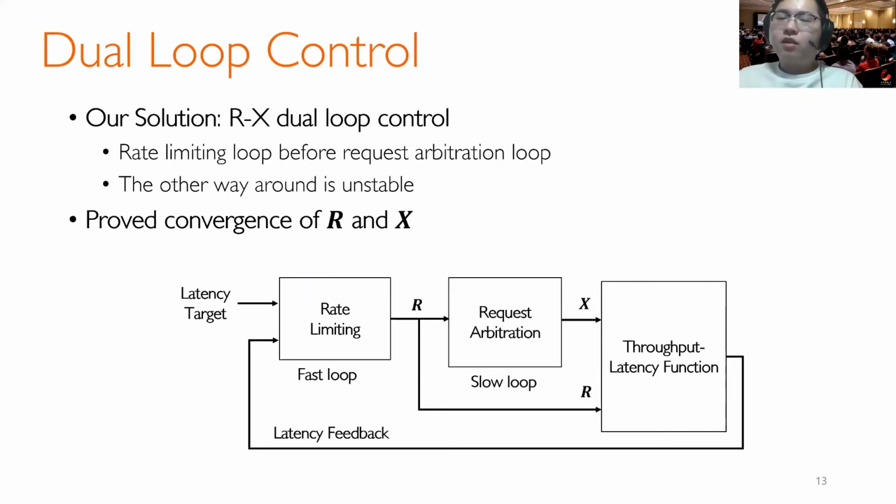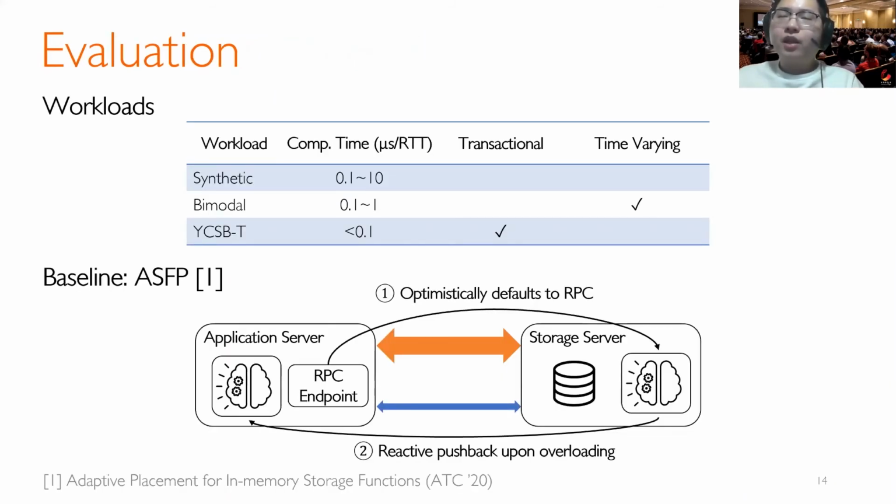So how does our system perform in real life? In our evaluation, we evaluate Kayak using a variety of workloads, and we evaluate Kayak against the state-of-the-art called ASFP. ASFP is very similar to Kayak. It also combines these two approaches together. However, a key difference is that in ASFP, it optimistically defaults to using RPC and reactively pushes back upon overloading. This will induce overhead when the storage server is overloaded.